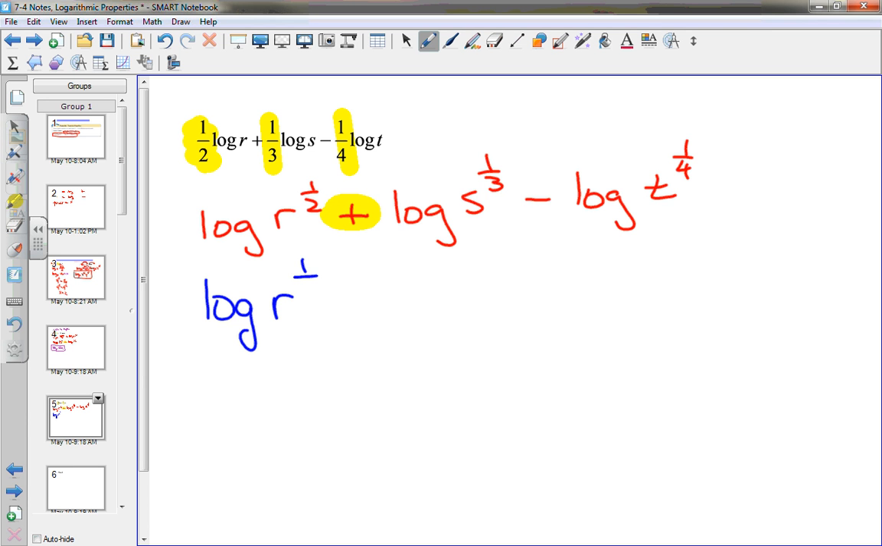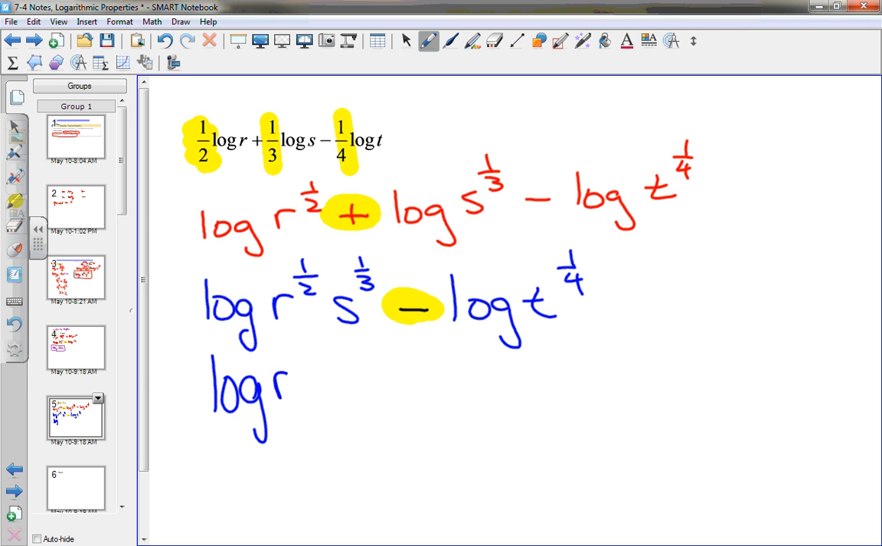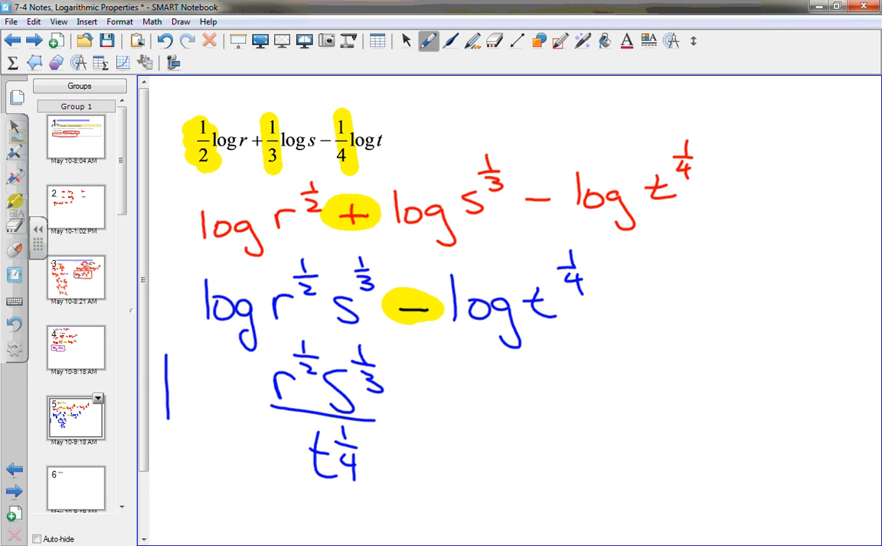So addition turns into multiplication. So I have log of r to the 1/2 times s to the 1/3 minus log of t to the 1/4. Now they're attached by what? Subtraction. And Jet, who wasn't here yesterday, has already caught on that this is going to be division. Log of r to the 1/2, s to the 1/3, all divided by t to the 1/4. Now, what I'm actually going to do is erase that log and write it a little bit bigger so that you see that that's one term there. And then this is your final answer.